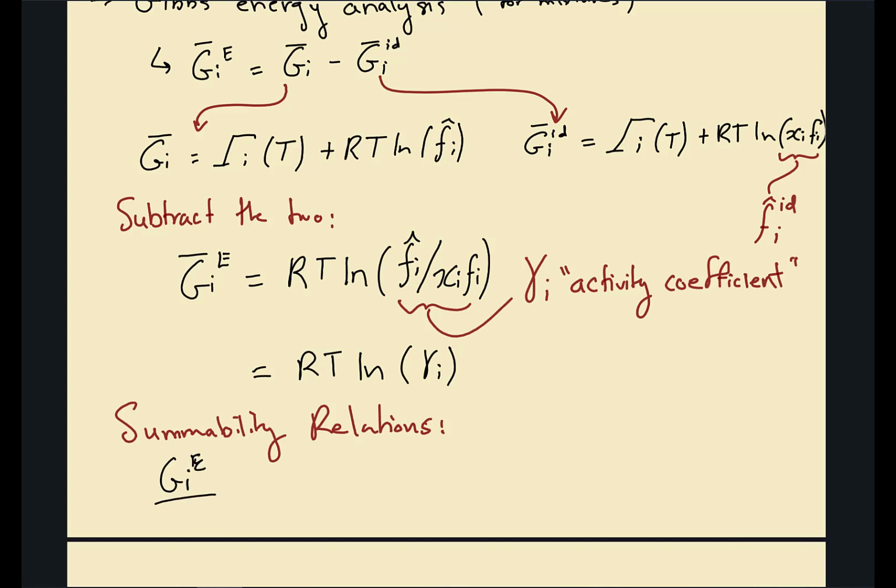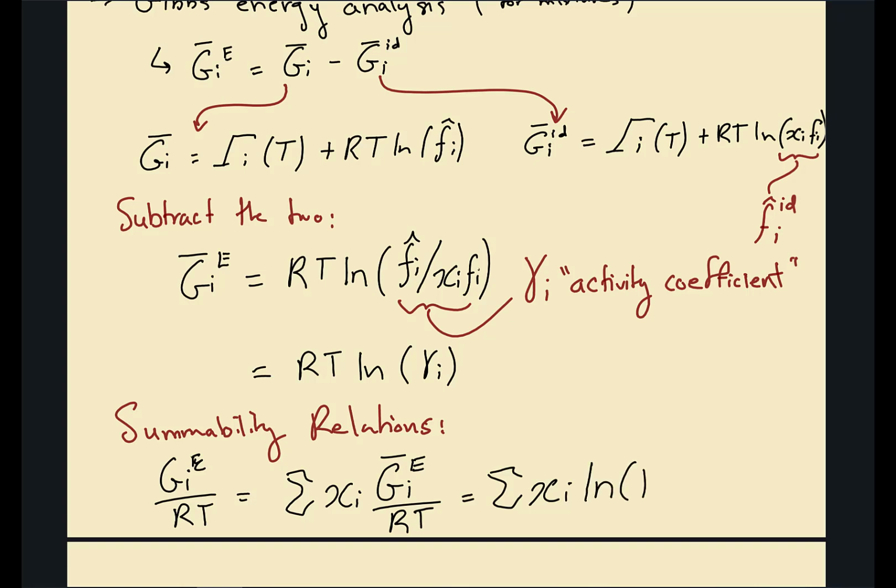G_i^E over RT is equal to the sum of the mole fractions. So in this case, we're looking at a solution, so we're going to use the mole fractions in the liquid phase multiplied by the partial properties. Again, here we're looking at excess because that's what we have up here in the expression. So divide by RT, and then this is going to equal the summation of x_i multiplied by natural log of gamma i. Why? Because we essentially just move this to the other side, so we divide both sides, so we're only left with gamma i in this case.